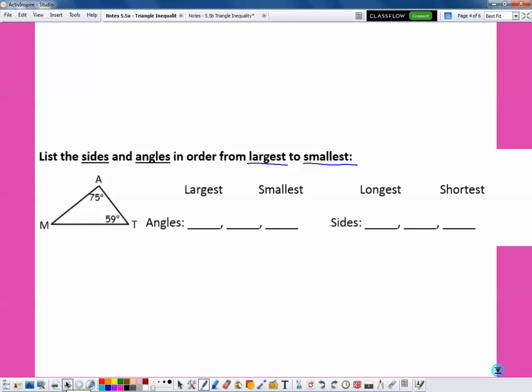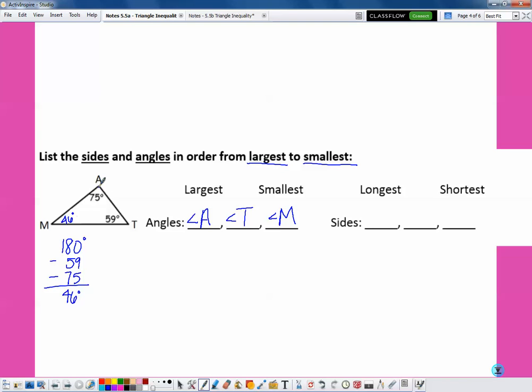So, before we can determine which are the smallest and which are the largest, we need to determine this third angle measure. We know that all the angles of a triangle have to add up to 180. We know that one is 59 and another is 75. That leaves 46 degrees for our third angle. So let's list those from largest to smallest. The largest would be angle A, then angle T, and finally angle M.